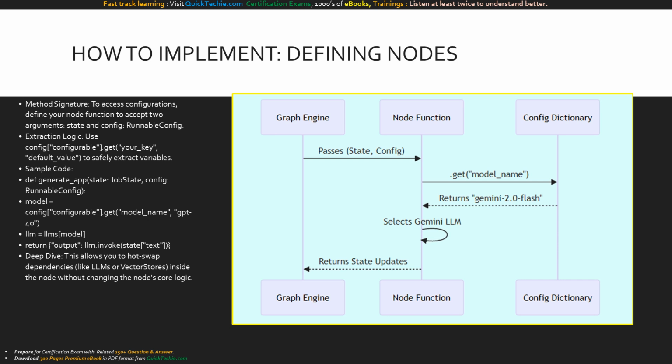This sequence diagram maps the internal node execution. The graph engine triggers the node function, handing it both the state and the config. The node immediately queries the config dictionary for the model name. The config replies with Gemini 2.0 Flash. The node dynamically selects the Gemini model, executes the inference against the state data, and hands the freshly generated state updates back up to the graph engine.